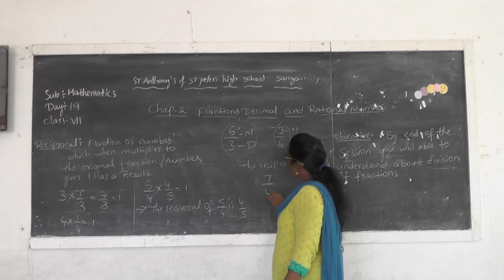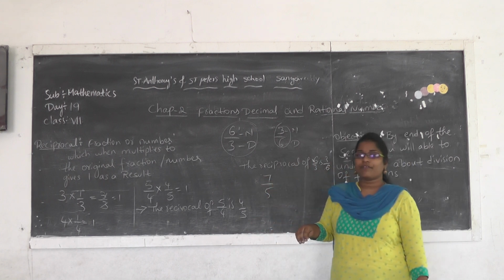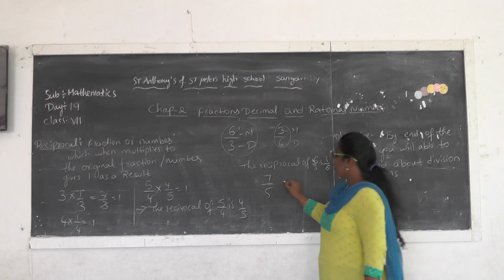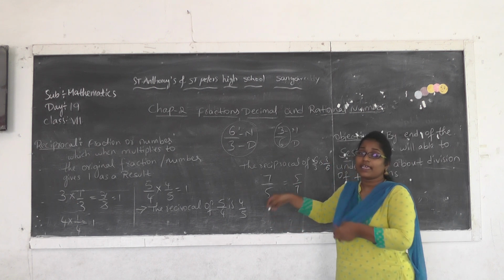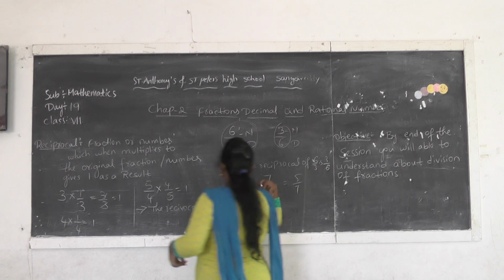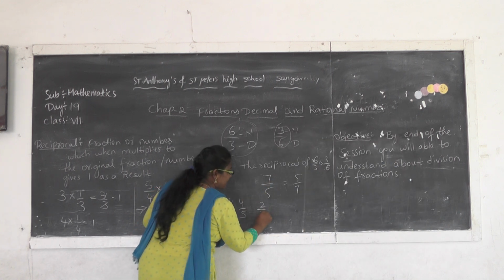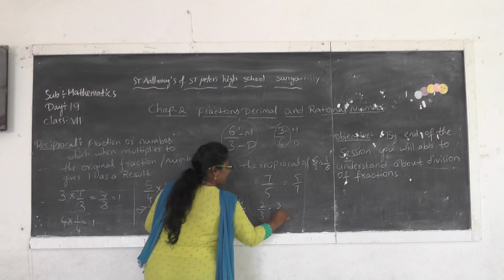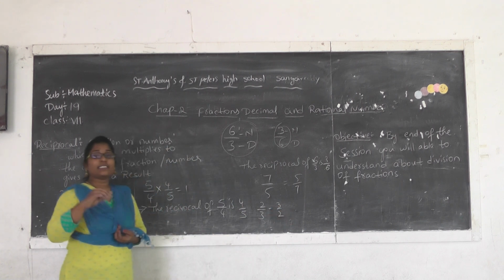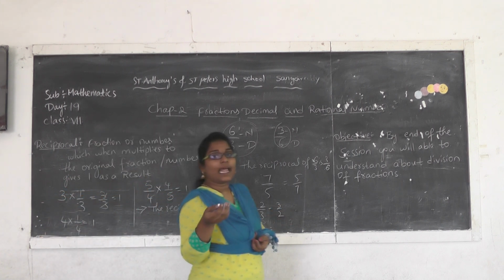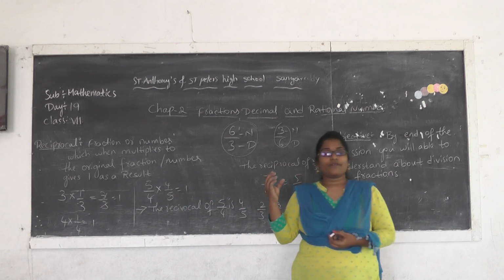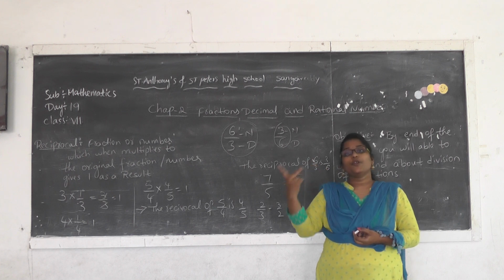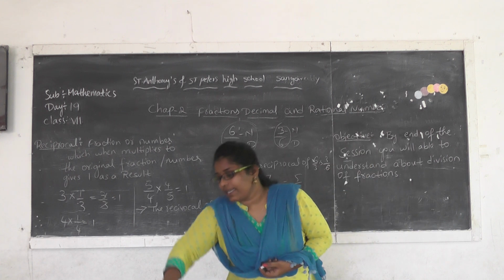Can you tell what is the reciprocal of 7 by 5? It is very easy. Reverse. It is 5 by 7. The reciprocal of 7 by 5 is 5 by 7. What is the reciprocal of 2 by 3? The reciprocal of 2 by 3 is 3 by 2, just interchanging the numerator and denominator. Are you able to understand how we write the reciprocal of a fraction? Just by interchanging the numerator and denominator.